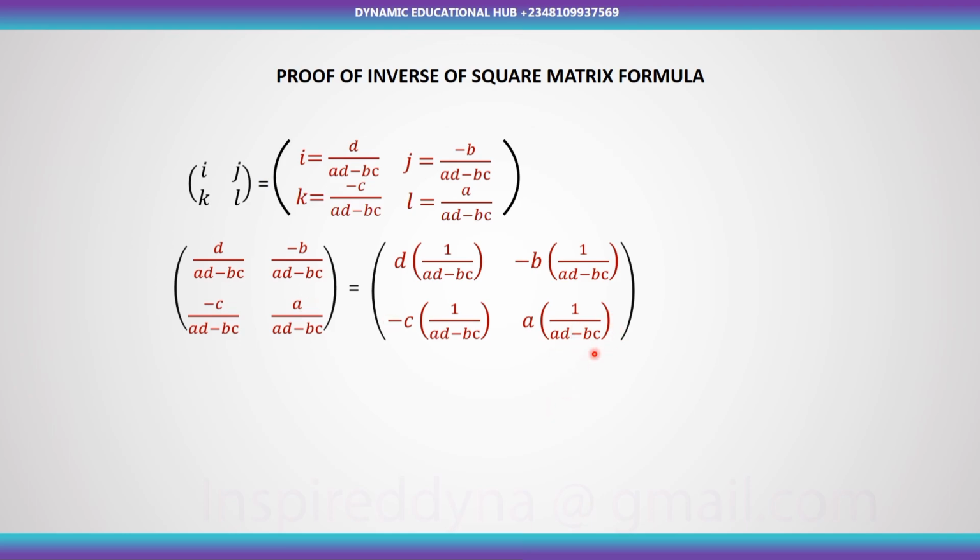So is that clear? This one is straightforward. Next thing is, there is something common here. D is being multiplied by this, minus B is being multiplied by this, minus C is being multiplied by this. So we can bring it out from the knowledge of scalar multiplication.